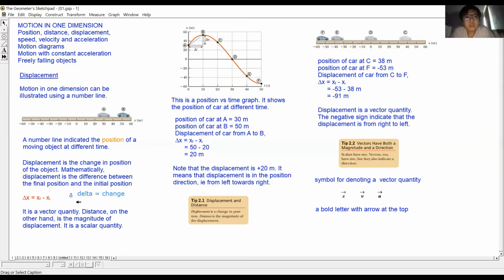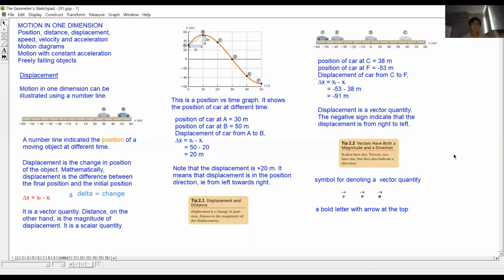So what is the displacement? One more time. Displacement is actually the change, so the change in x, the change in the position x. How to get this change in the position x? Mathematically, you use the final position xf minus the initial position xi. Now, let's look at this example here. From A to B, what is the displacement?